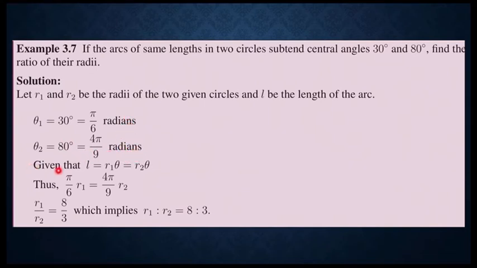Okay, so given that L is equal to r1 theta, how did you get this? As we know, theta is equal to s by r, or we can mark the arc length as L. So, L by r. So, L is equal to theta into r.